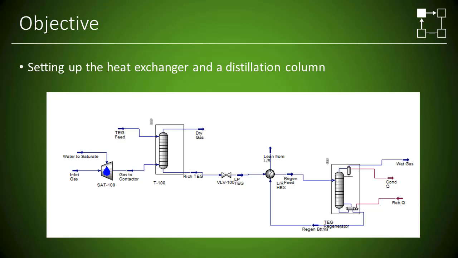After the contactor, we will be adding a heat exchanger and a distillation column. The distillation column will model a regenerator, which is used in industry to regenerate the solvent. Solvents used in industry are expensive, therefore regenerating a solvent is essential to the benefits. We will change the default specifications of the column and look at the different tabs available to the user.